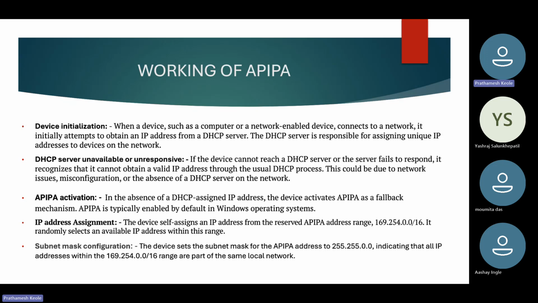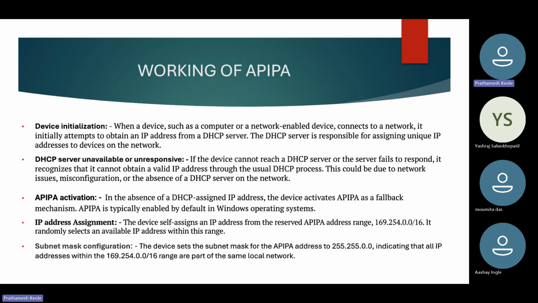The next is APIPA activation. In the absence of a DHCP assigned IP address, the device activates APIPA as a fallback mechanism. APIPA is typically enabled by default on Windows operating systems. The next is IP address assignment. The device assigns itself an IP address from the reserved IP address range of 169.254.0.0/16, and it randomly selects the IP address from this range.